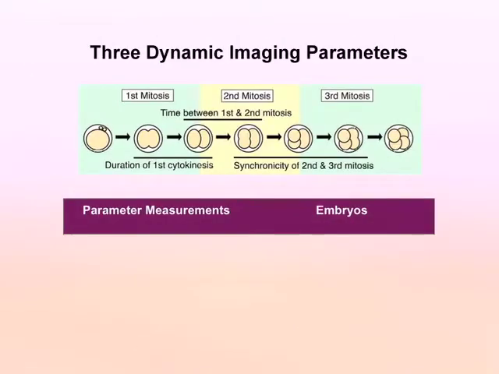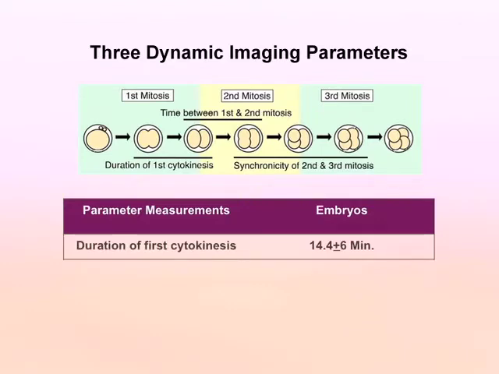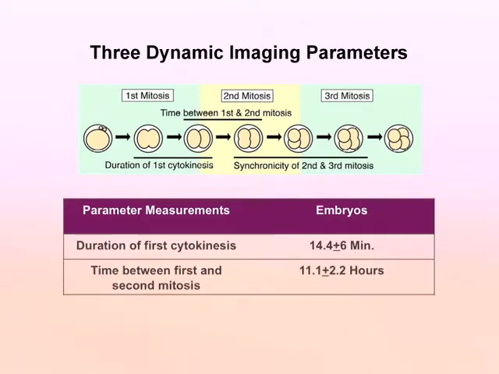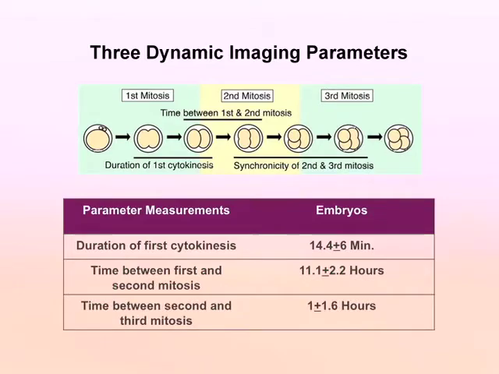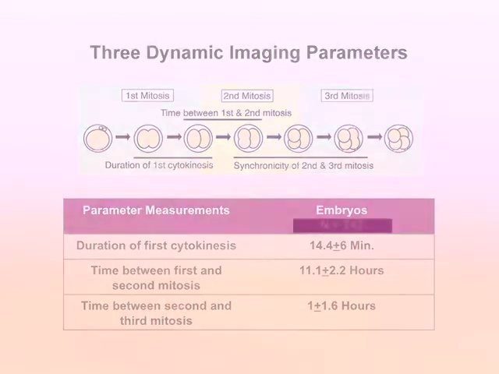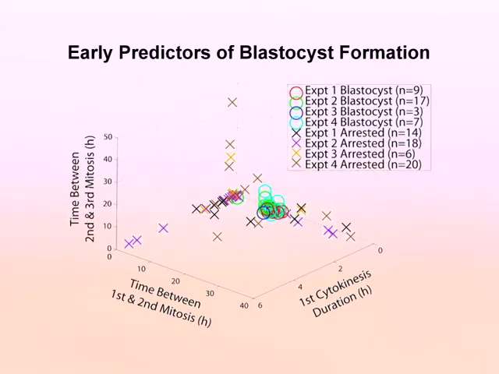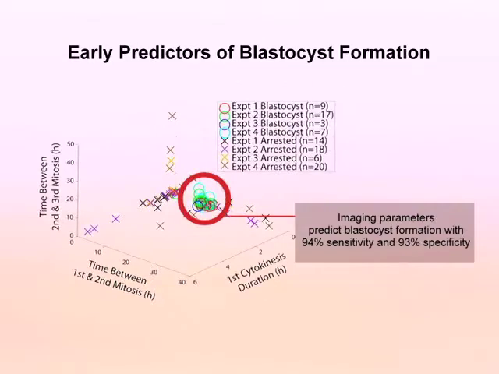The three imaging parameters were the duration of the first cytokinesis, the time between the first and second mitoses, and the synchronicity of the appearance of the third and fourth embryonic blastomeres. Using these three dynamic imaging parameters, it was demonstrated that embryos which reached the blastocyst stage, indicated by the circles, exhibited tight parameter clustering, while arrested embryos, shown as X's, did not. Therefore, success in human development to the blastocyst stage could be predicted by the 4-cell stage of development using three non-invasive imaging parameters with greater than 93% sensitivity and specificity.